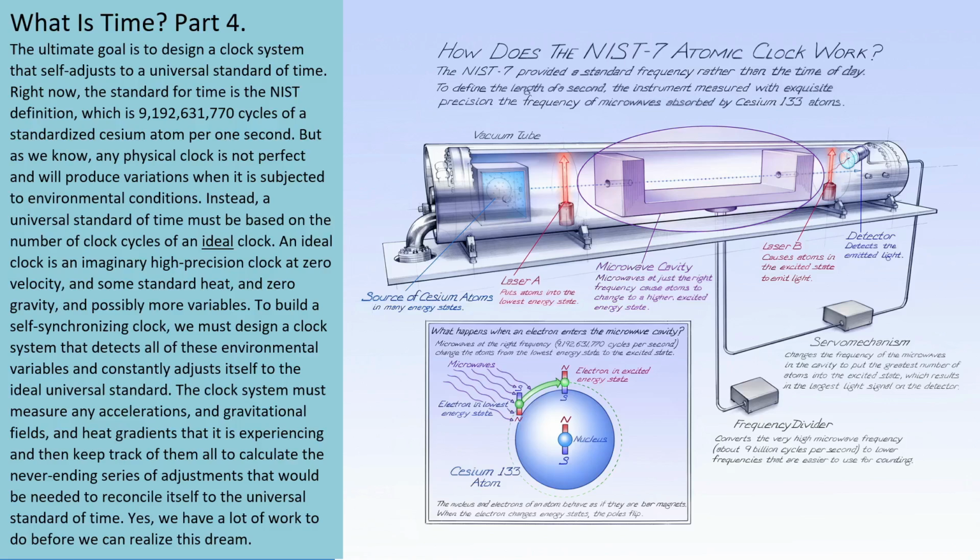An ideal clock is an imaginary, high-precision clock at zero velocity and some standard heat and zero gravity and possibly more variables. To build a self-synchronizing clock, we must design a clock system that detects all of these environmental variables and constantly adjusts itself to the ideal universal standard. The clock system must measure any accelerations and gravitational fields and heat gradients that it is experiencing, and then keep track of them all to calculate the never-ending series of adjustments that would be needed to reconcile itself to the universal standard of time. Yes, we have a lot of work to do before we can realize this dream.